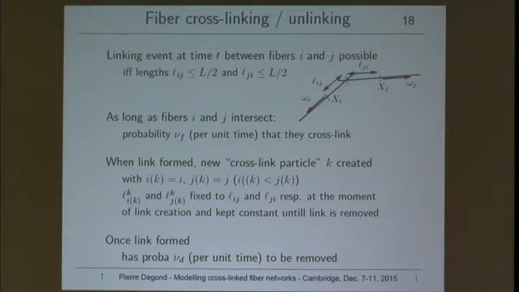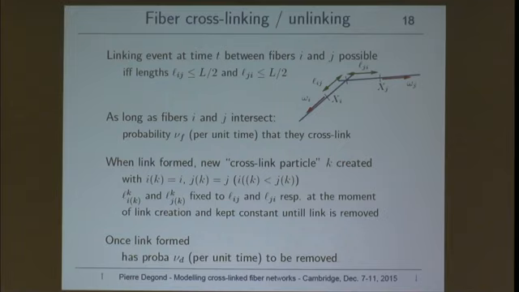So we're saying that a linking event is possible only if the two fibers are intersecting, which means that these two lengths have to be less than half the length of the fiber. And as long as the fibers intersect, they have a probability nu per unit of time that they cross-link, and that's just a constant. And when the link is formed, then the new cross-link particle is created at the link by associating the two fibers corresponding to that cross-link. I fix this length once and for all during the cross-link lifetime, and then I go on.